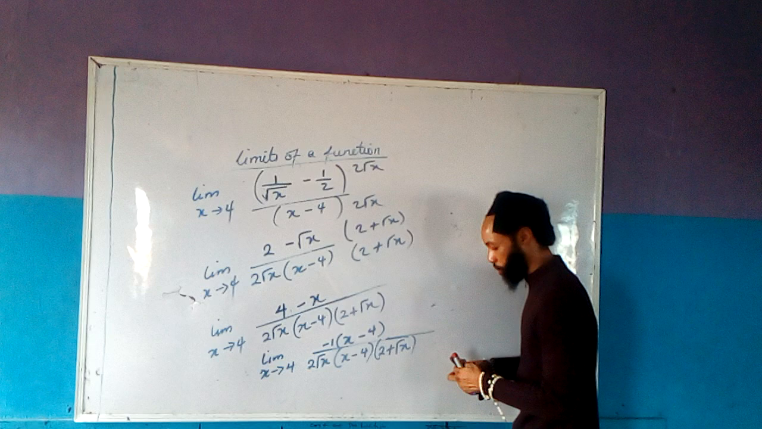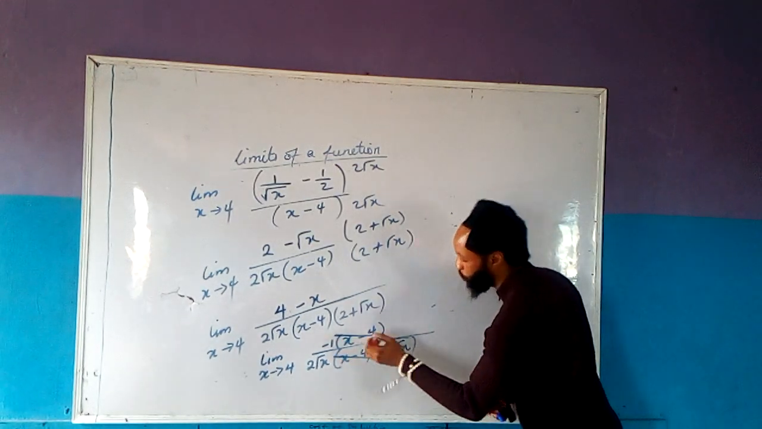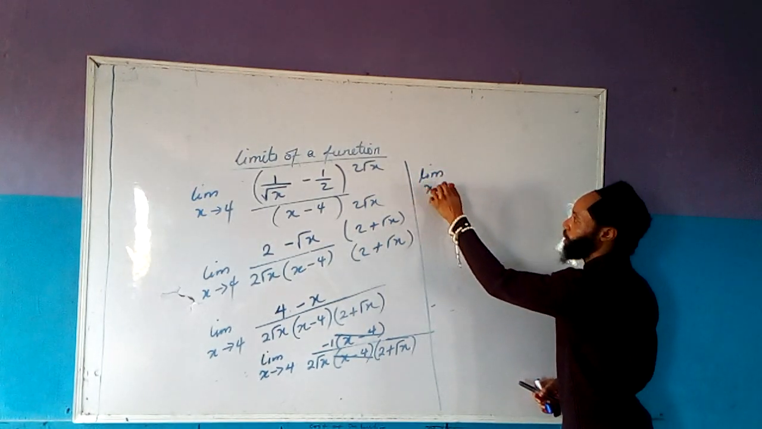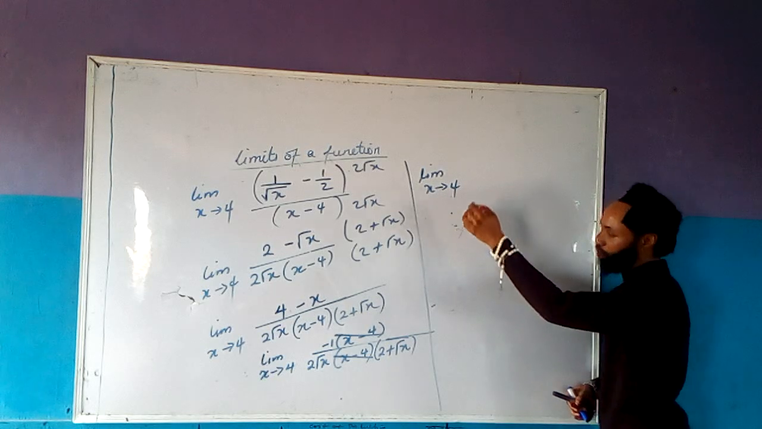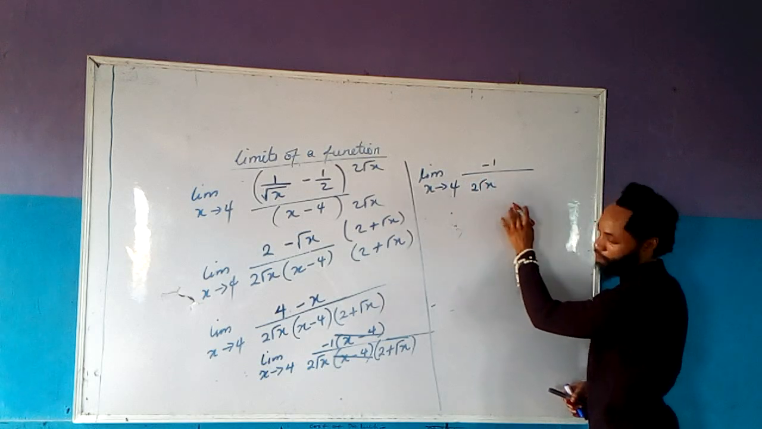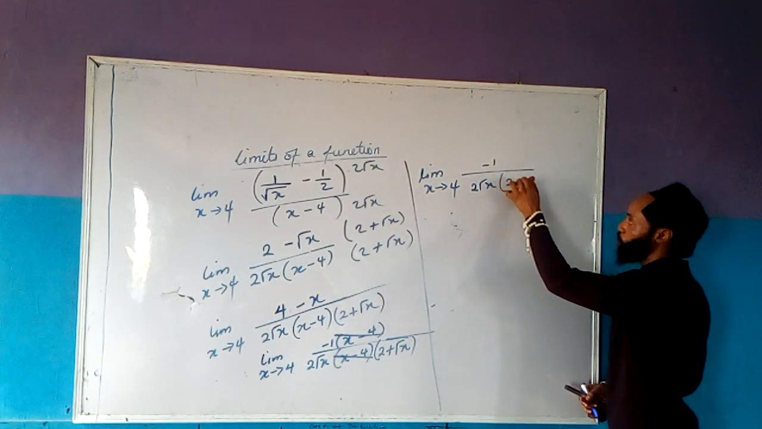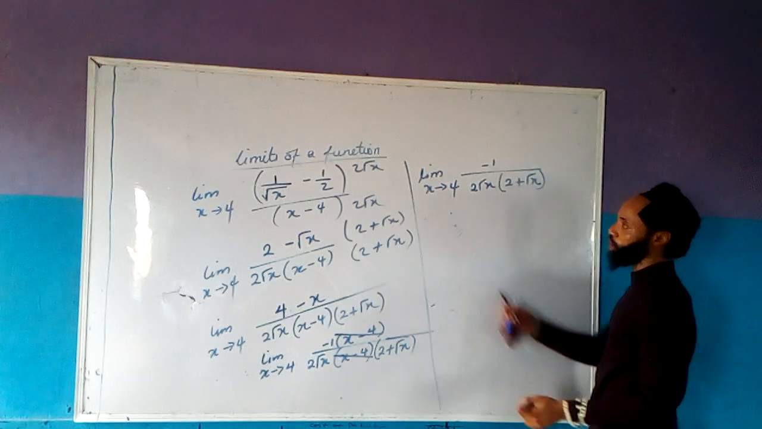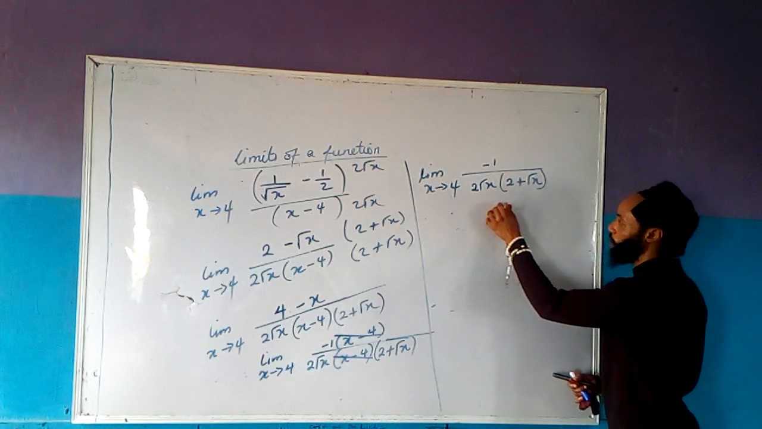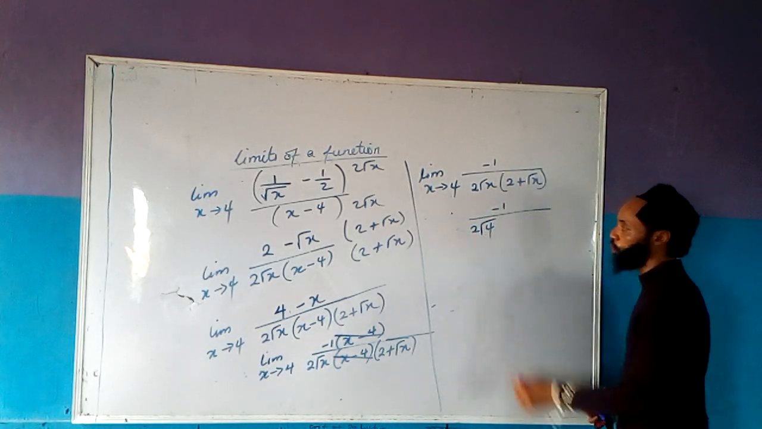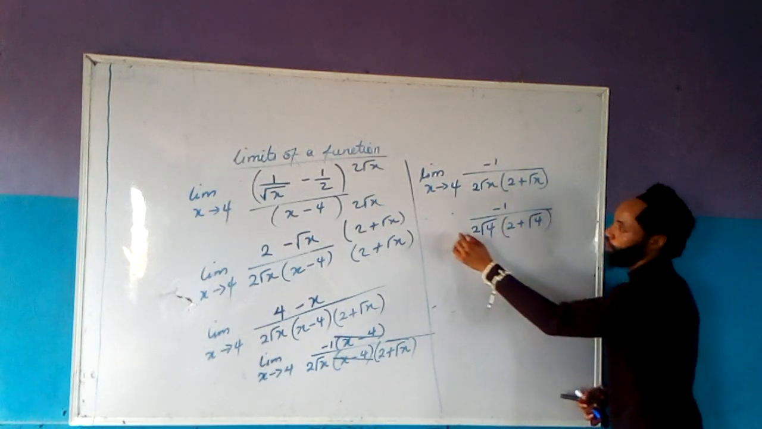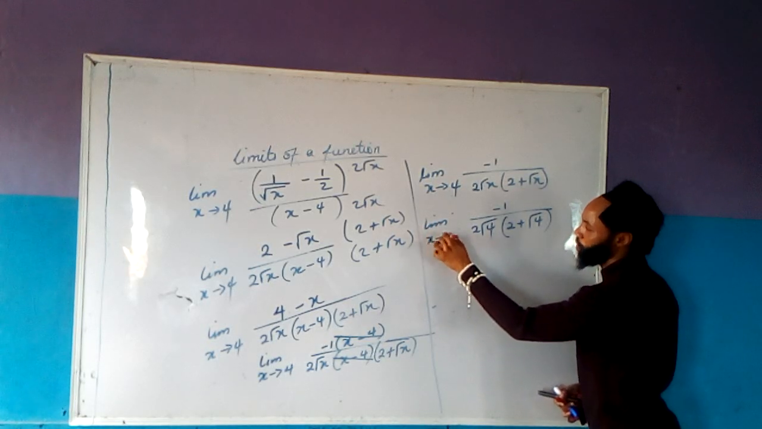Now, at this point, what can we do? We can cut out. So if we cut this for this, we will be left with limit as x approaches 4 of negative 1 all over 2 root x, then 2 plus root x. So let's set x equals to 4 since we have cut out. What are we going to have here? We have negative 1 over 2 root 4 into bracket 2 plus root 4 again. Remember it's limits as x approaches 4.